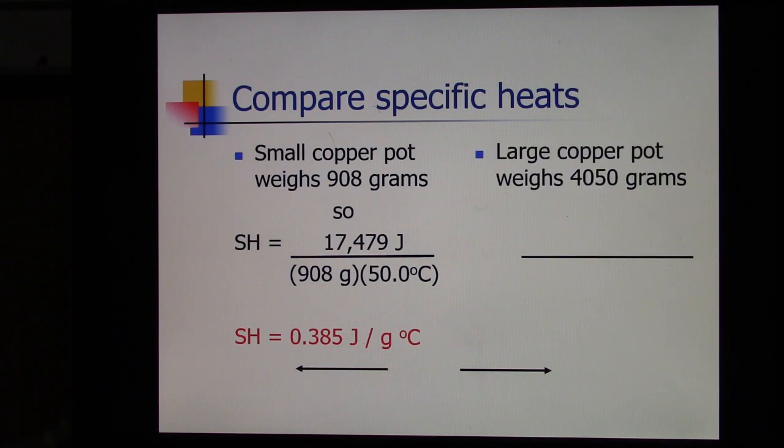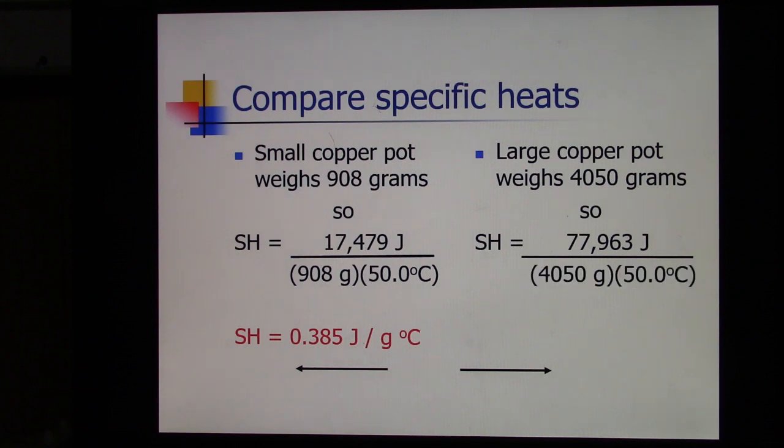The large pot weighs 4,050 grams. If we plug it into the specific heat formula, it comes out to the same. So this further validates the idea that specific heat is an intensive property, so it does not matter how much we have, the specific heats are the same. The heat capacities are different because there are different amounts. That's an extensive property. Specific heat is an intensive property, so it does not matter how much we have present, as shown in this example.